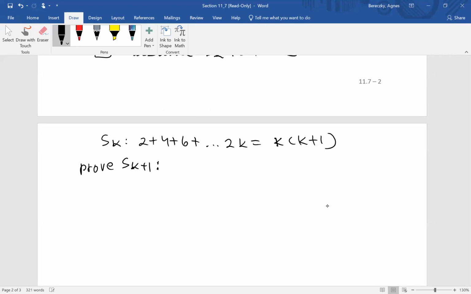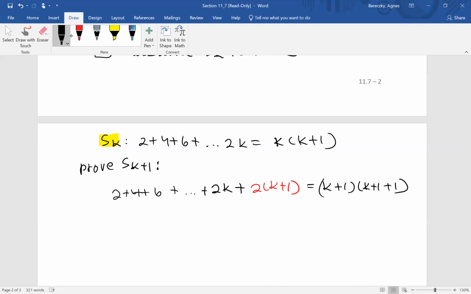So let's set up Sk plus 1. Sk plus 1 is the same as Sk, except, let's write it out, 2 plus 4 plus 6 plus dot dot dot 2k plus 2 times k plus 1, that's the extra term. And then on the other side, we plug in k plus 1 instead of k. So we will get that side.